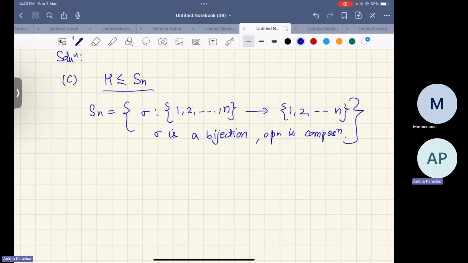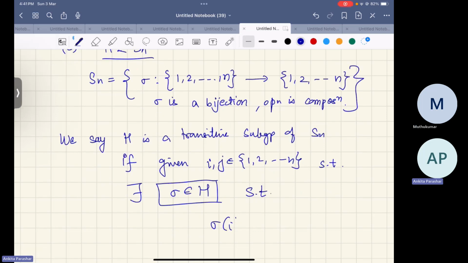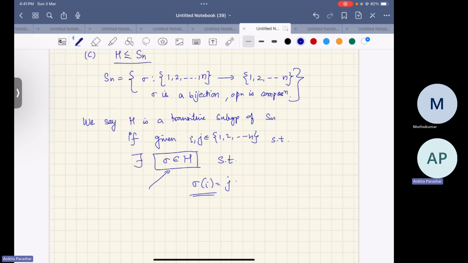And we are talking about H to be a subgroup of Sn. So we say H is a transitive subgroup of Sn if, given any two elements, let's say i and j, anything from the set 1 to n, there exists sigma in H, not in Sn. This is important. It is in H, not in Sn, such that sigma of i is j. Of course, you will always find sigma in Sn. The point is about getting it in H. So this is the definition of transitivity. Then we say it's a transitive subgroup.